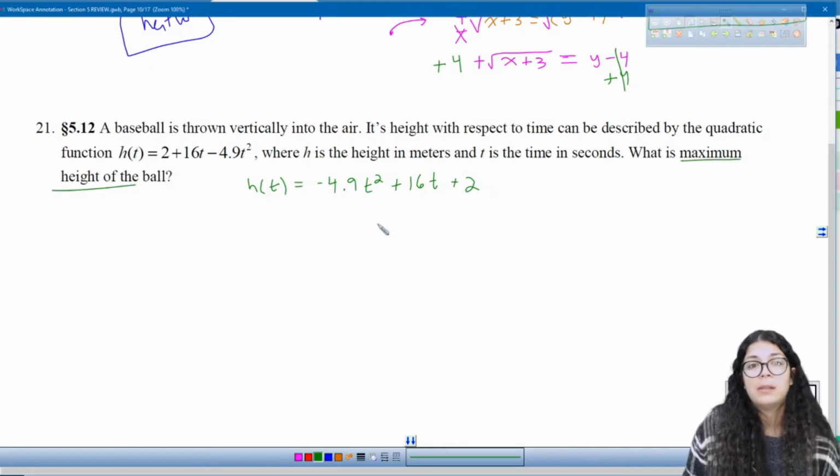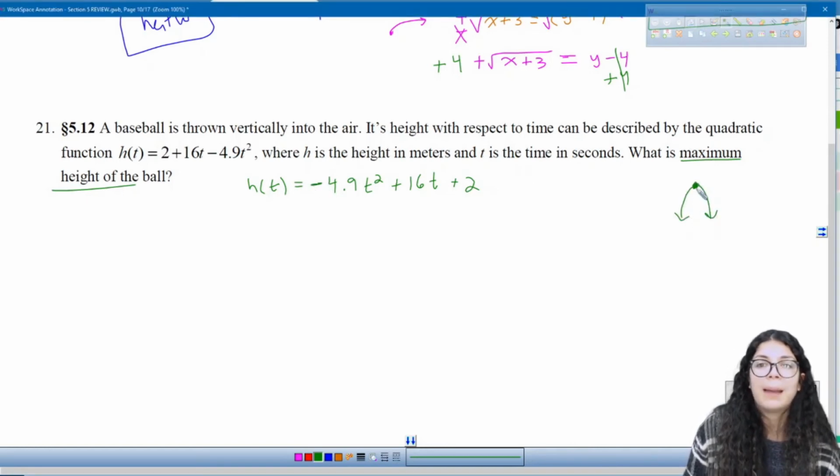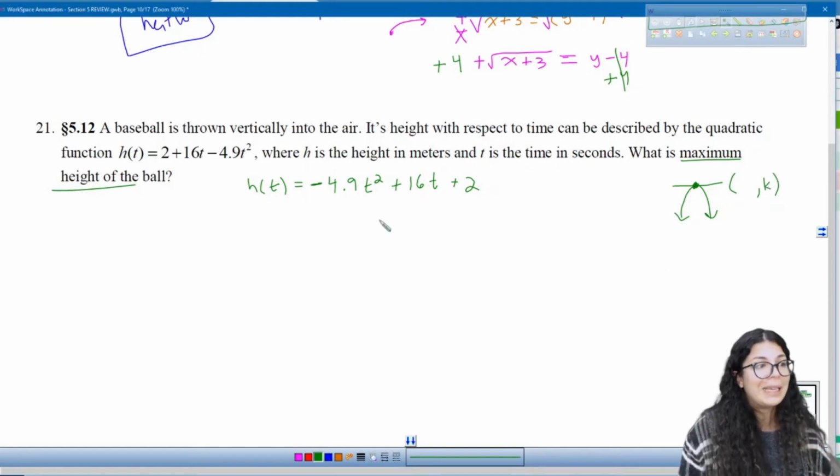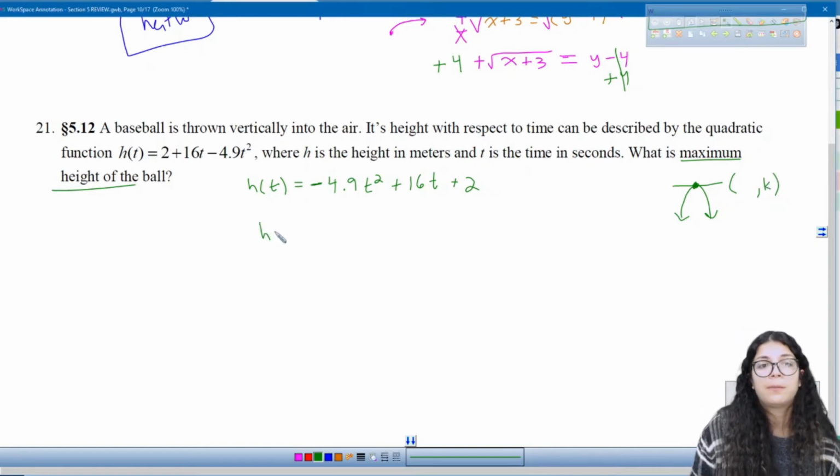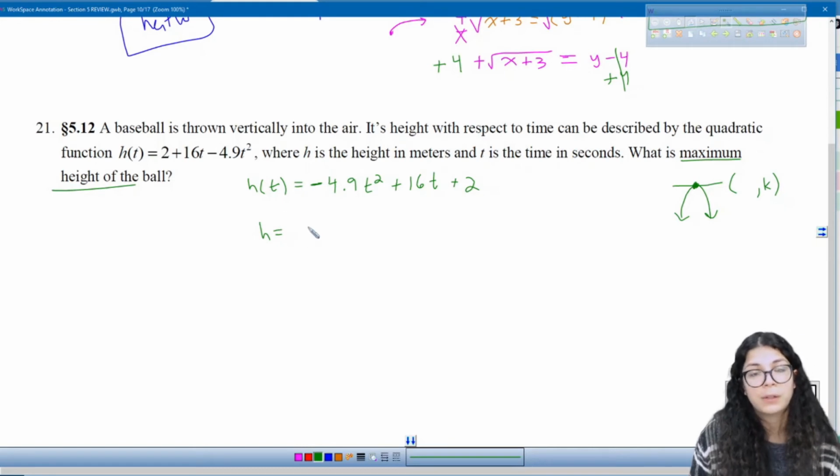So imagine, this is a parabola, right, facing down because we do have a negative a value. So we're just trying to find that maximum height of the ball, which will be the maximum value of the parabola, which would be the y value of the vertex. So I could easily find this by solving for the x value of the vertex first, okay, using the formula negative b over 2 times a.